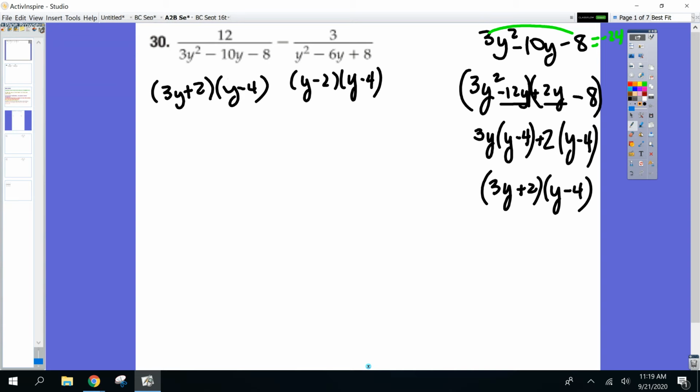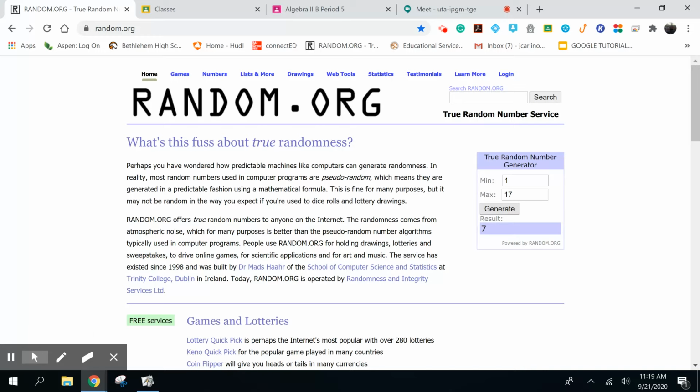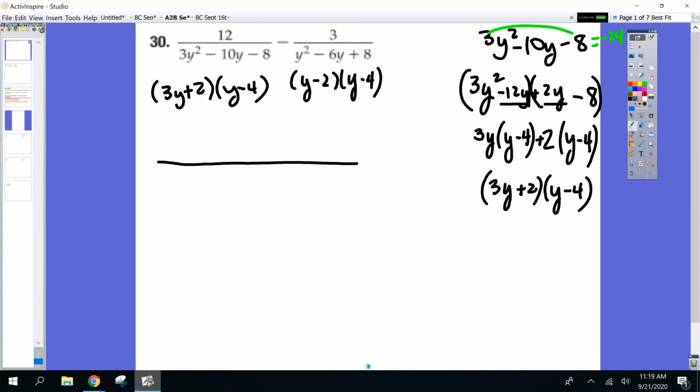Okay, everything's factored now. Now you're ready for a common denominator. Here we go, number 9. Here we go, Hunter. Let's go over the steps. How to find a common denominator. What does both sides have in common? What matches? Y minus 4.